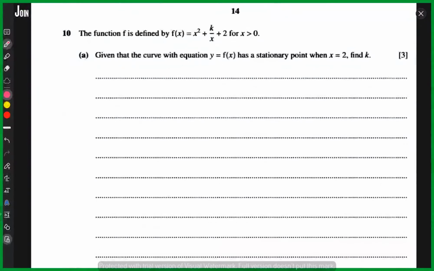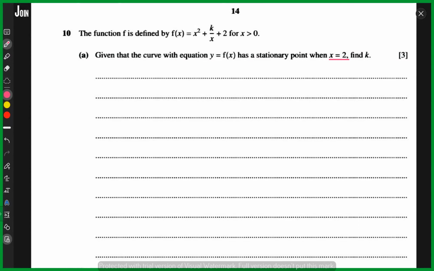Now it says, the function f is defined by f of x equals x squared plus k by x plus 2 for x greater than 0. Given that the curve with equation y equals f of x has a stationary point when x is equal to 2, find k. Now you have been told that at x equals 2, this curve has a stationary point. So things are very easy now. We are supposed to find dy by dx, equate that to 0, plug in x equals 2, and the only variable left in that equation would be k. So we would be able to find the value of k.